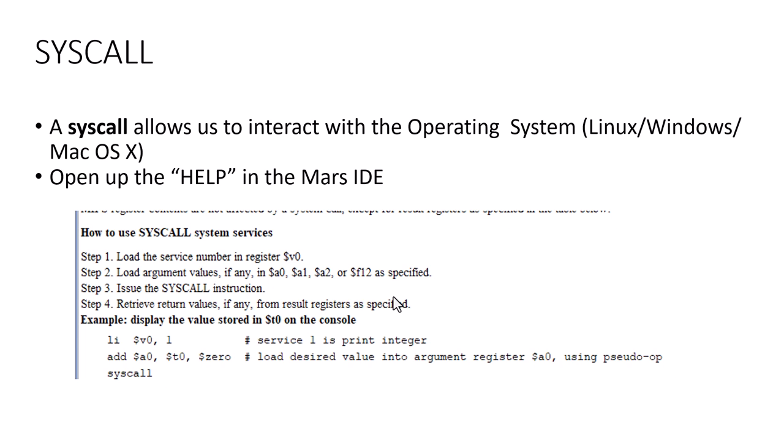System calls are a means of interacting with an operating system. So if you want to actually have the user input information from the keyboard, or if you want to write information out to the console through MARS and MIPS, MIPS doesn't have inherent capabilities already established within the language itself for reading in keyboard strokes.